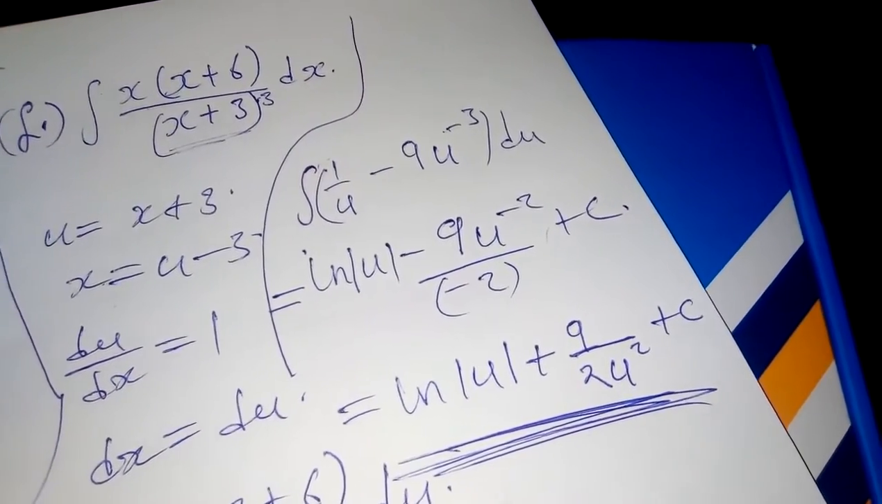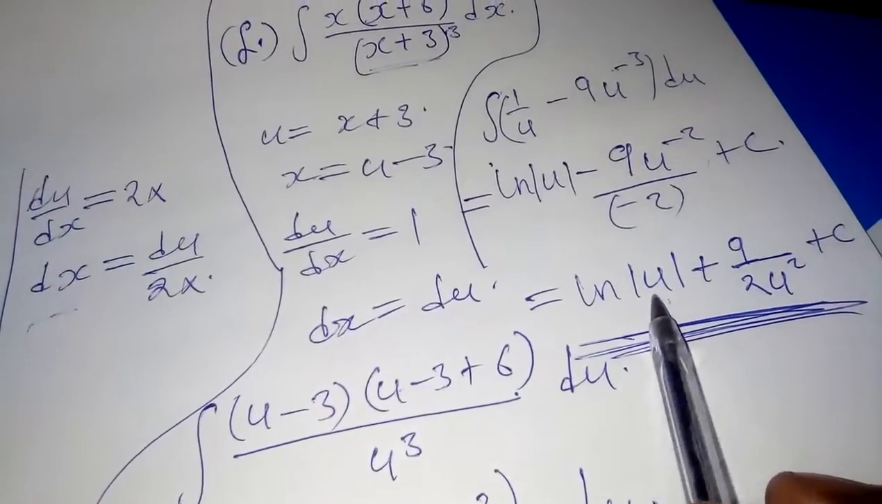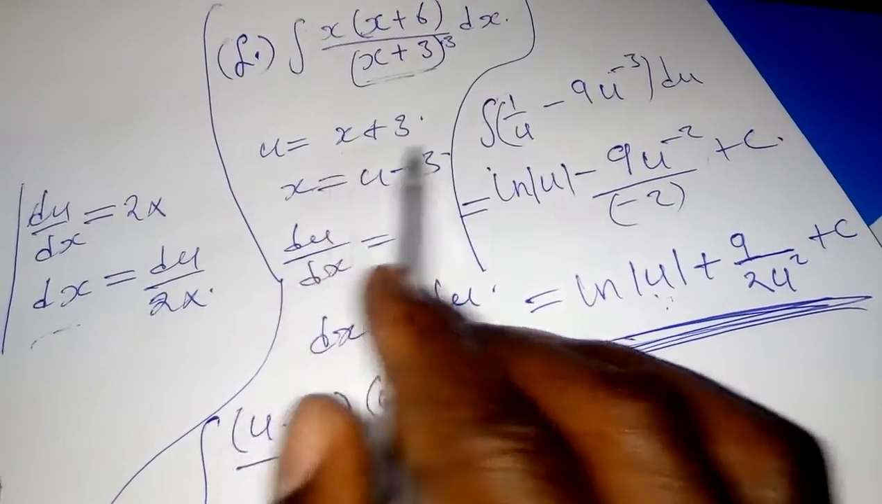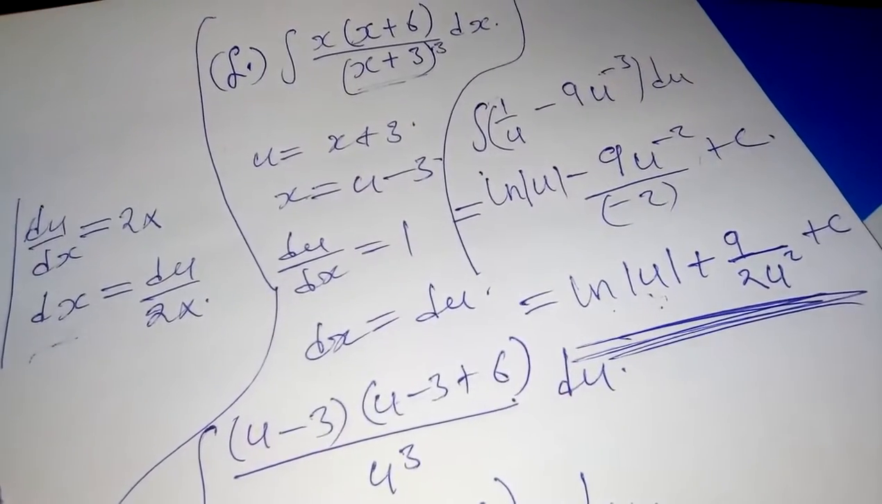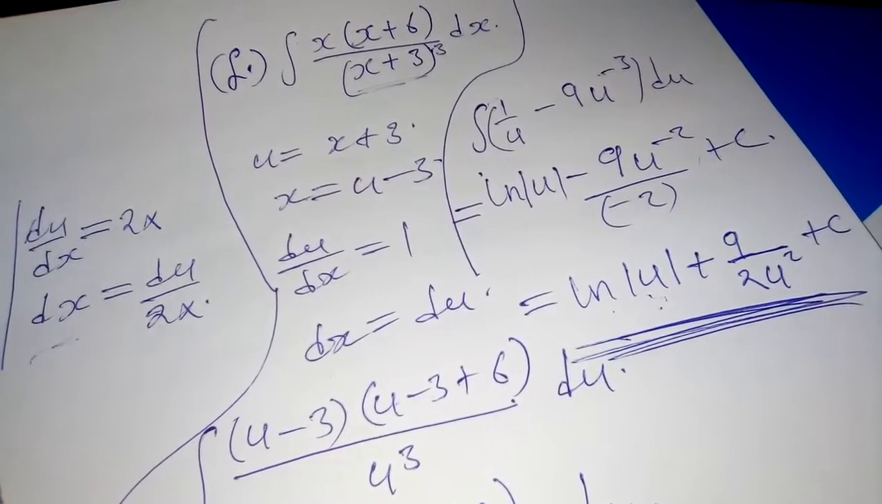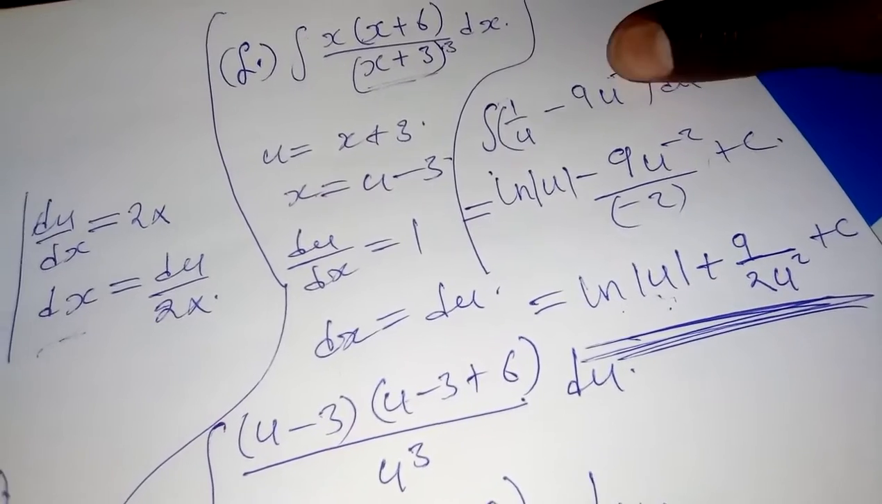So this is going to be your answer, but don't forget to replace your u with x plus 3. So in short, your final answer, where there is u, put x plus 3. That is going to be your final answer. So let's proceed now to the next question.